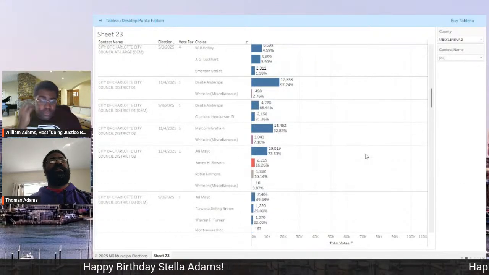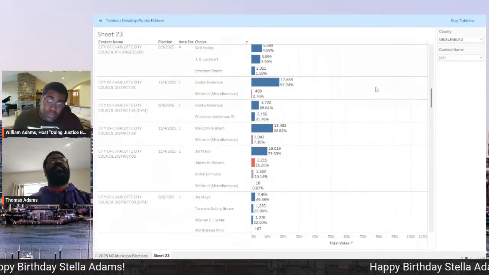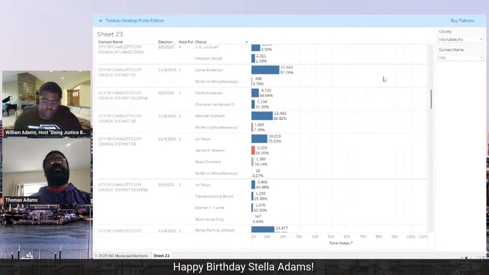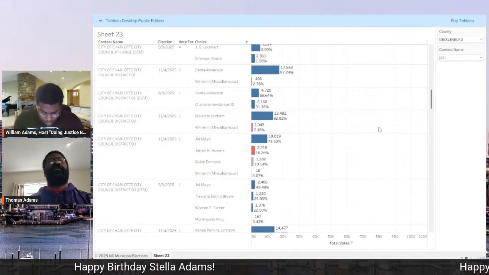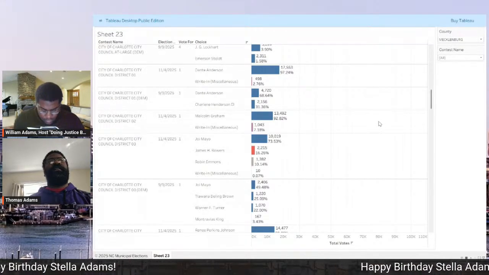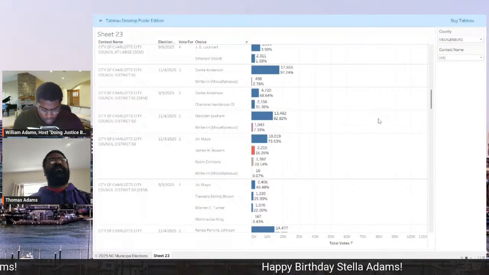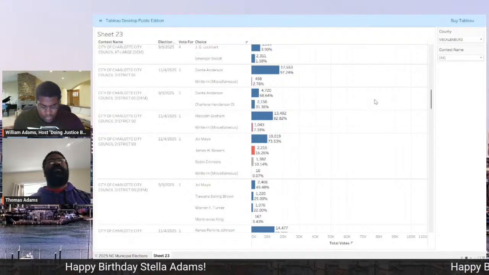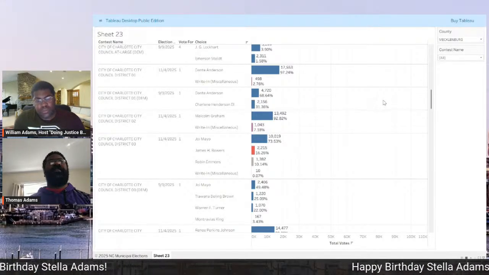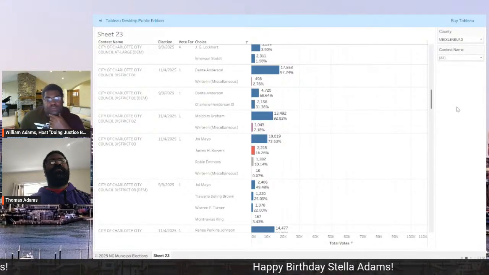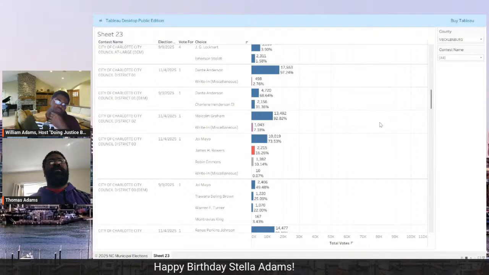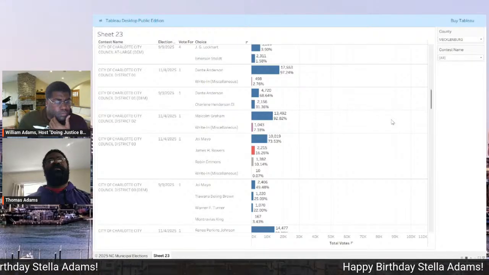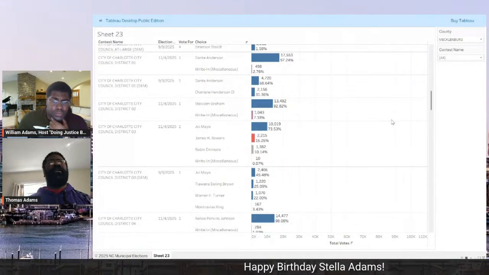And you see for the districts, in District 1 and 2, the Democrats ran unopposed. And so in District 1, the primary was effectively the actual election. And in District 2, Malcolm Graham appears to have been unopposed and did not have a primary or general election opponent.